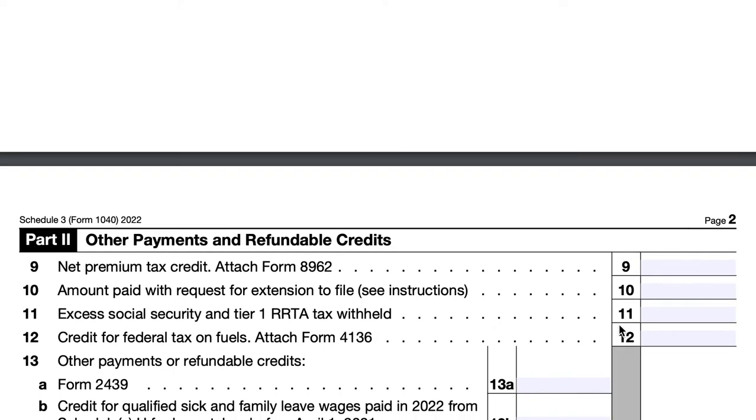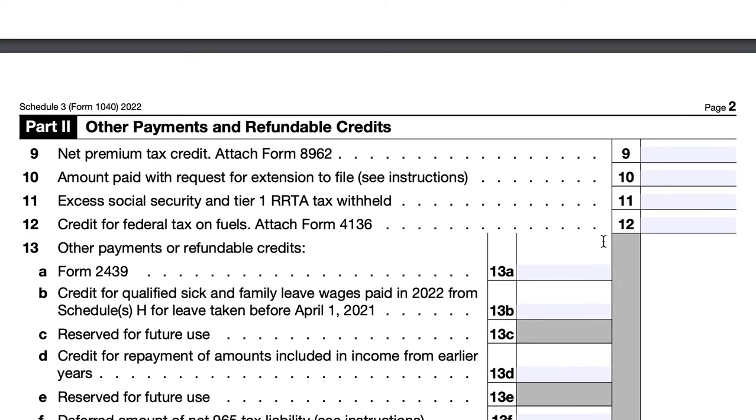Now let's go to part 2, which is other payments and refundable credits. So in line 9, the net premium tax credit applies to taxpayers who might have bought health insurance through the marketplace. So if you're not familiar with the marketplace, if you have employer-sponsored health insurance, you probably don't have the net premium tax credit. You probably are not familiar with IRS Form 8962.